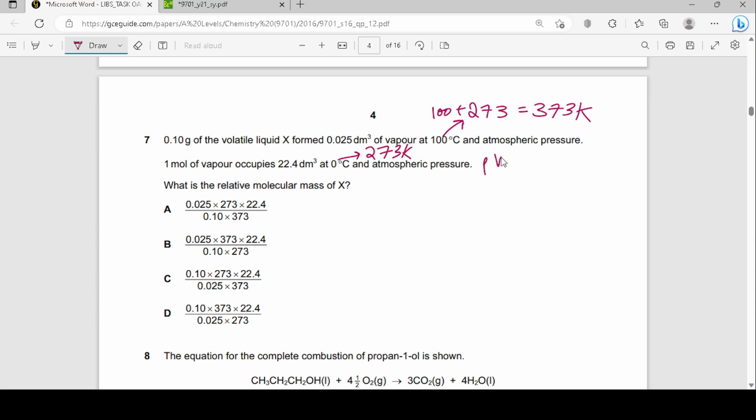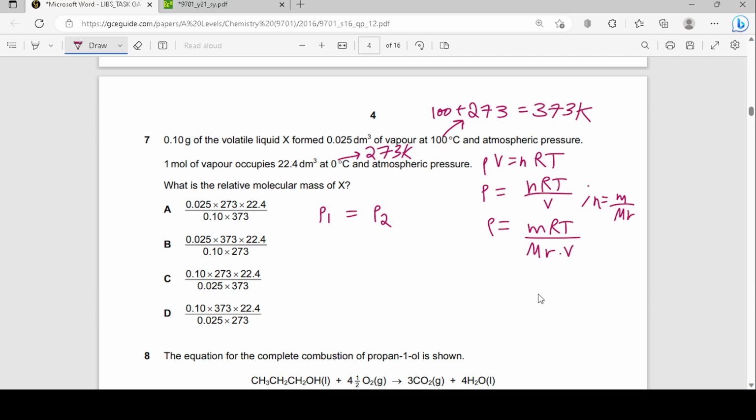So we can use PV equals nRT, I guess, because they're both at atmospheric pressure. What we can do is make it P equals nRT over V. And then we can equate P1 to P2, since this is also at atmospheric pressure and this is also at atmospheric pressure. So P1 equals P2. And then for liquid X, because n equals m over Mr, I can also rewrite this as P equals m over Mr, then RT over V. So that's how you can also rewrite it.